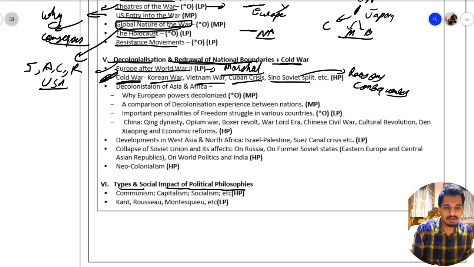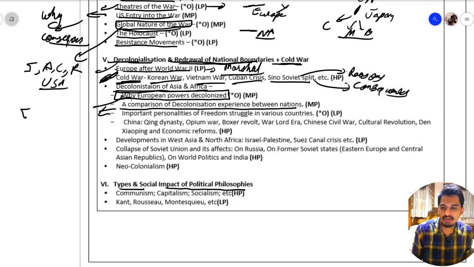That is, why did the Sino-Soviet split happen? What was its consequence? Like this. Then we have decolonization of Asia and Africa. In this, we have why European powers decolonized in the first place. What was the reason? Then you should be able to compare the decolonization experience between various nations.